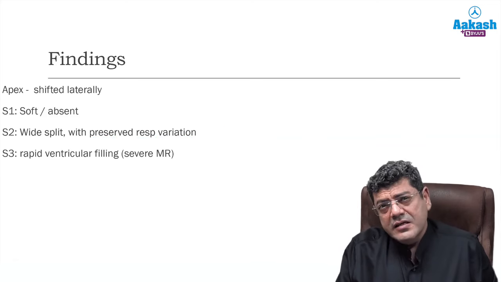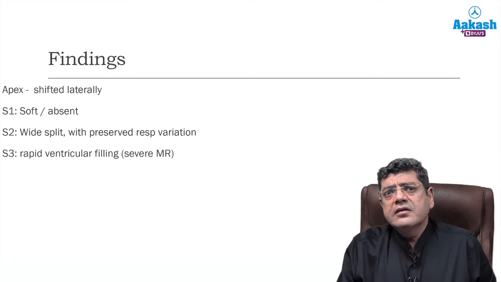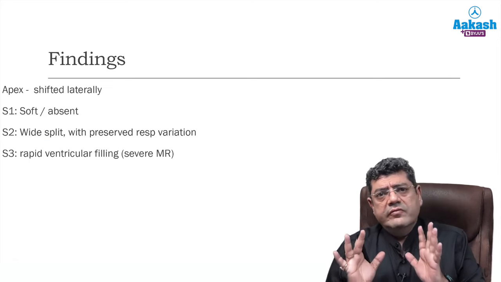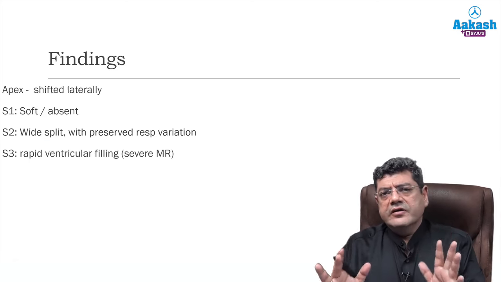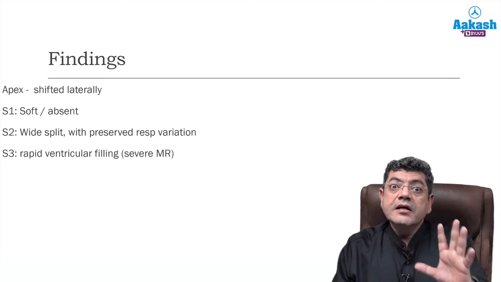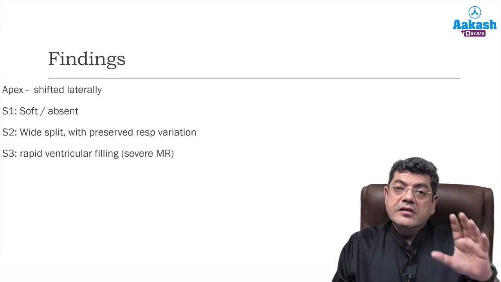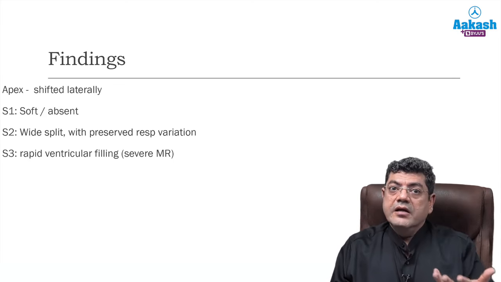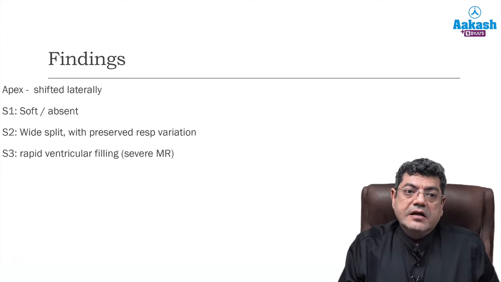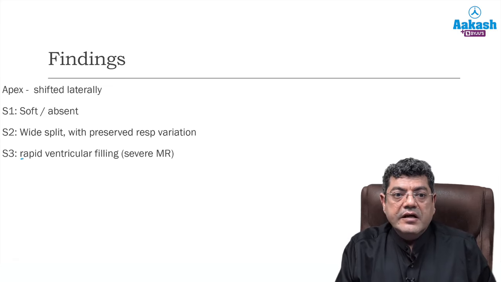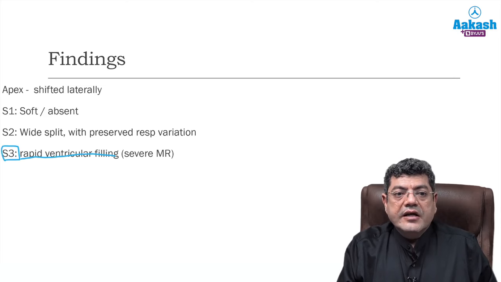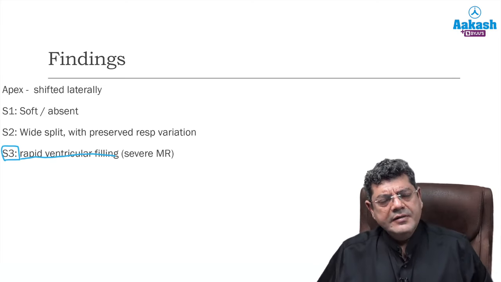Okay, and S3 can be heard from the left ventricle. When we talk of left ventricular S3, we are talking of left ventricular failure, right? But in MR, when the regurgitant volume is very high, when that volume comes back into the left ventricle, that rapid ventricular filling can cause an S3 to be heard, right? Okay.